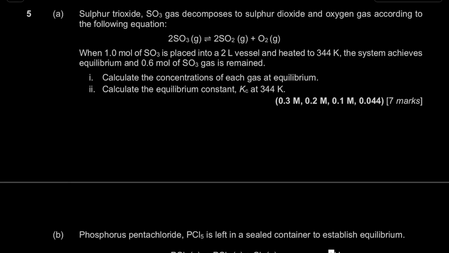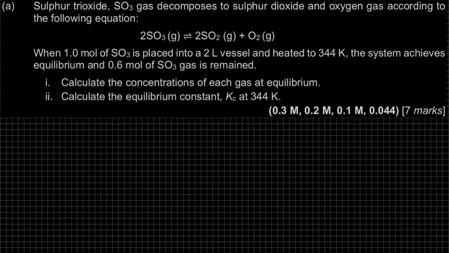In this video, we will discuss question 5 involving chapter 6, chemical equilibrium. Question A: sulfur trioxide gas decomposed to sulfur dioxide and oxygen gas according to the following equation: 2SO3 gas in equilibrium with 2SO2 gas plus O2 gas. When 1 mole of SO3 is placed into a 2-liter vessel and heated to 344 Kelvin, the system achieves equilibrium and 0.6 mole of SO3 gas remains. Part 1: calculate the concentration of each gas at equilibrium.